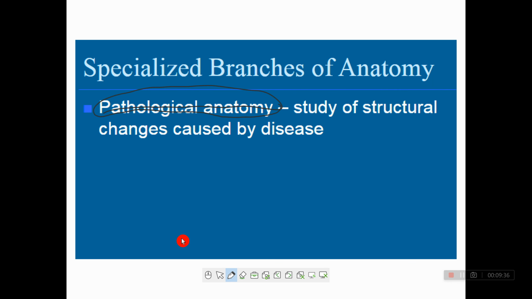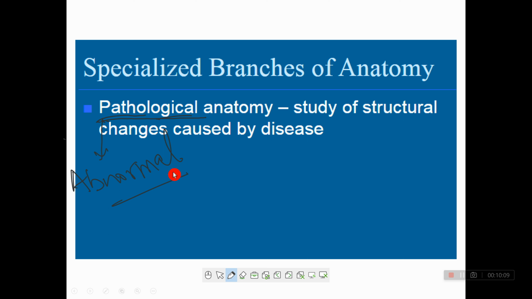Moving on, now talking about the specialized branches of anatomy, what are the different branches that come under anatomy. So the first one is pathological anatomy. If you see the word pathology, it consists of the words patho and logy. Patho means abnormal. So pathological anatomy means the study of structural changes caused by a disease.